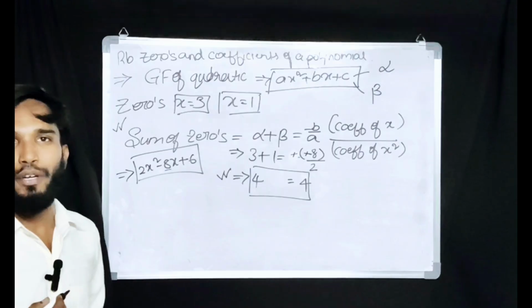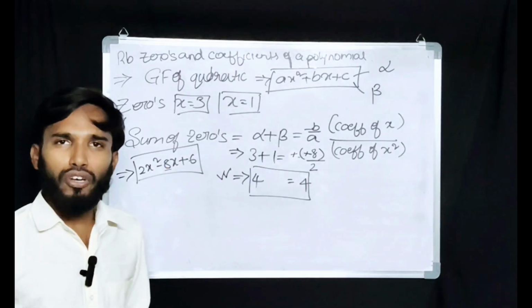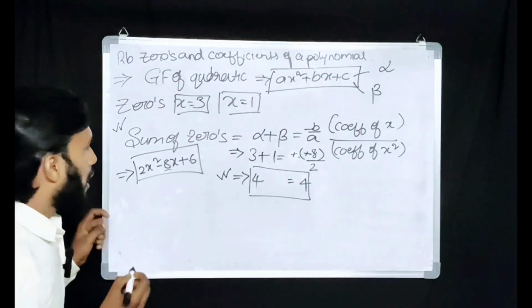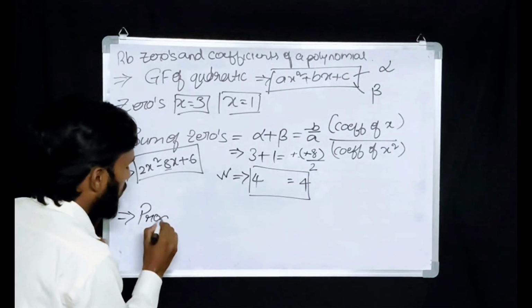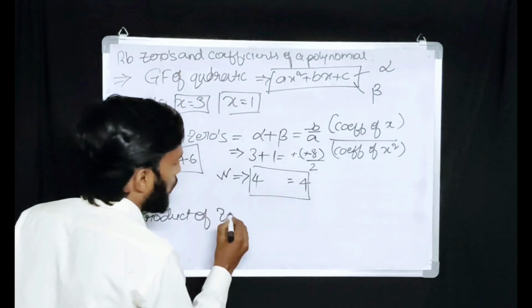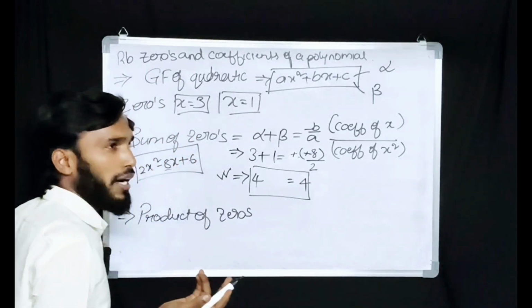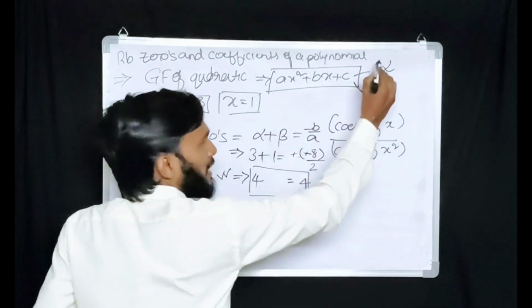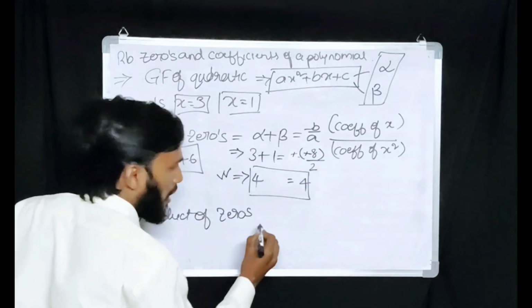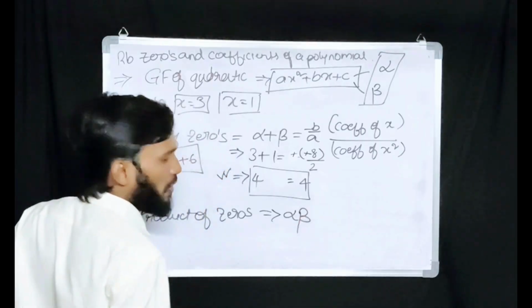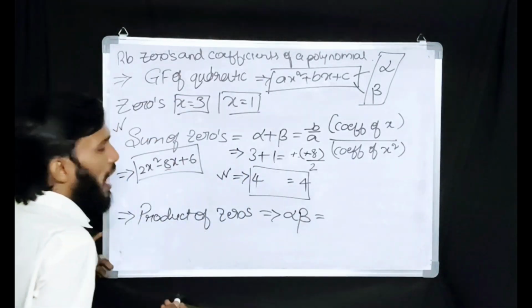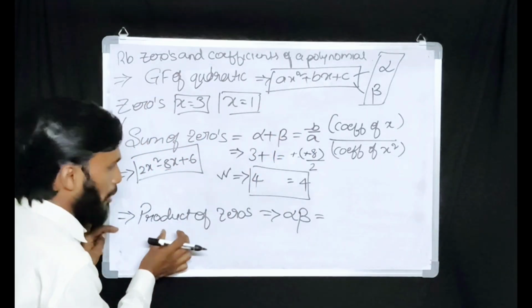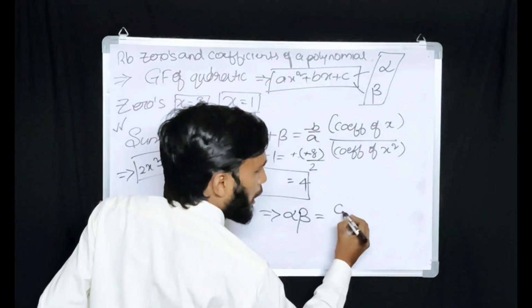This is the relationship between the coefficients and the zeros of any polynomial, whether it is linear, quadratic or cubic. Now next, the product of zeros. We know that product is nothing but multiplication of two things. The zeros of a quadratic polynomial are alpha and beta, so the product is alpha into beta. Here the product of zeros is equal to c by a.